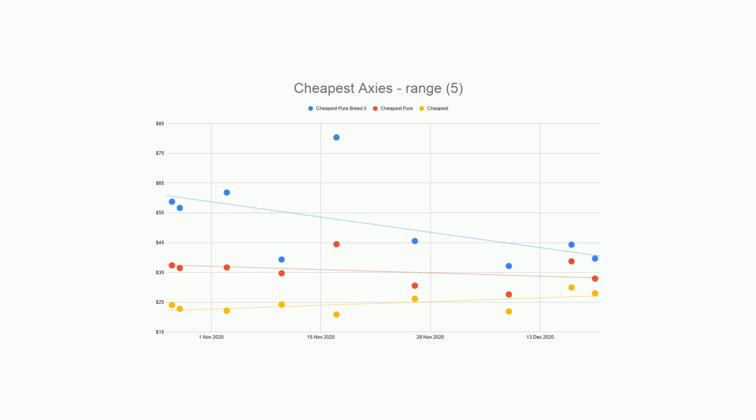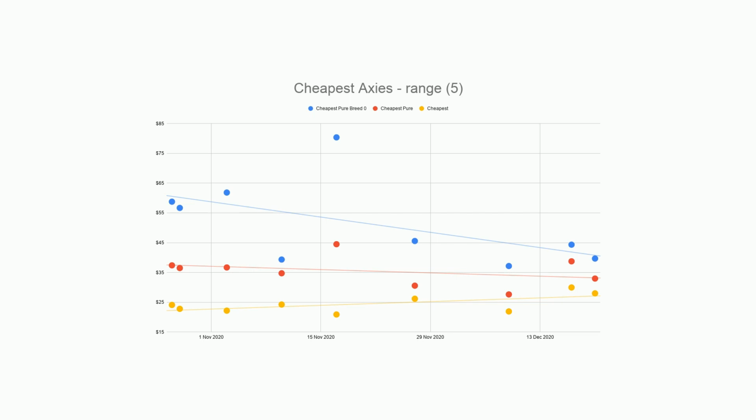So it's just kind of like, to some degree, a first edition of a book or something like that. You can think of it as that. And what's interesting here is we see the price is much more volatile. Compared to the trend line, it goes up and down a lot. But we can see here, again, it started off at over $55 and it's now down to around $40. So quite a big drop in these pure breed zero ones.